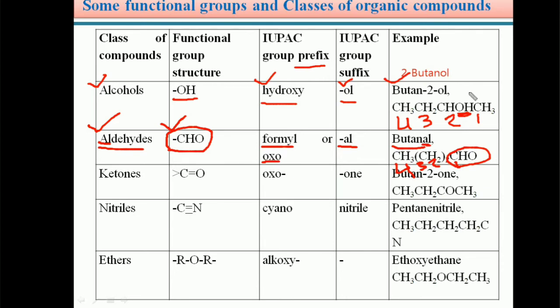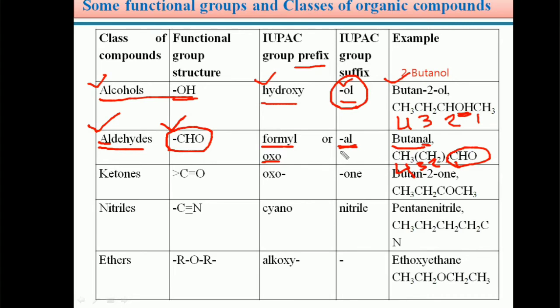Students, the majority of students are generally confused at this part. OL means alcoholic functional group, AL means aldehyde functional group. Just a one letter difference. Sometimes the pronunciation is also similar. OL alcohol, AL aldehyde, butanol.